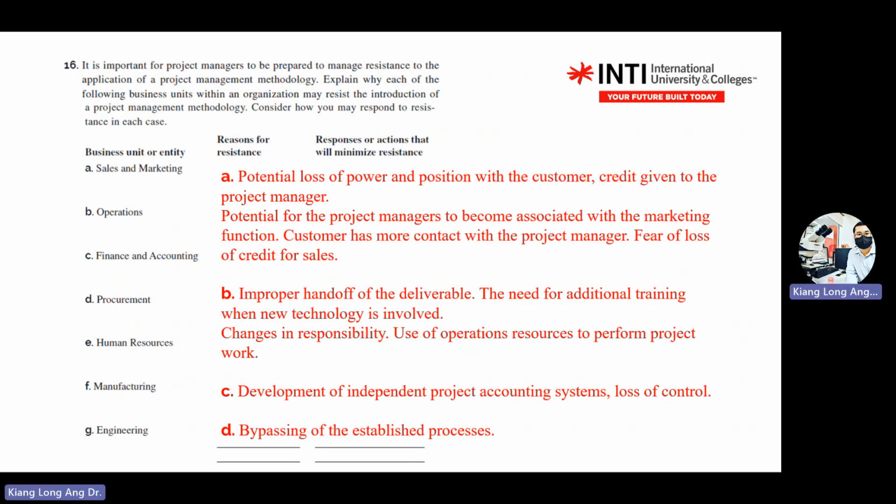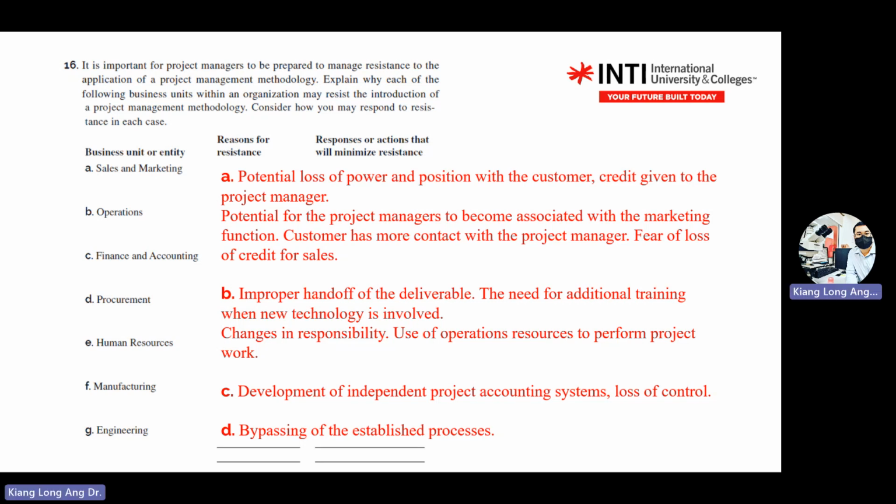Also there might be improper handoff during the deliverable. This one you need to communicate. Changes in responsibility, so you communicate well. The question asks you to write the response to minimize the resistance. The answer for the response is actually quite open-ended, as long as it is reasonable, then it is correct already.